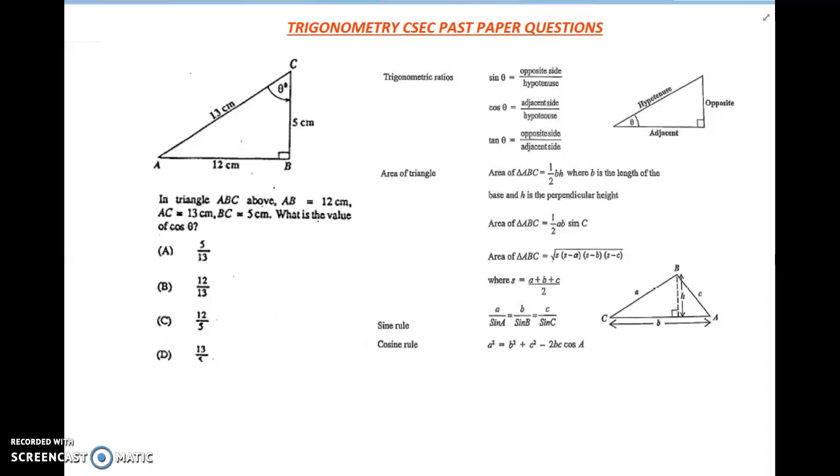Hi everyone, so now in our second part of our trigonometry CSEC past paper questions, you'll see some variation coming on, but we may have to use Pythagoras' theorem later on, maybe one or two questions. I just want to mix it up so you can see how we use some of the other formulae as well. In this question, it says in triangle ABC above, AB is equal to 12 cm, AC is equal to 13 cm, and BC is equal to 5 cm. So AB is 12, BC is 5, and AC is 13, right?